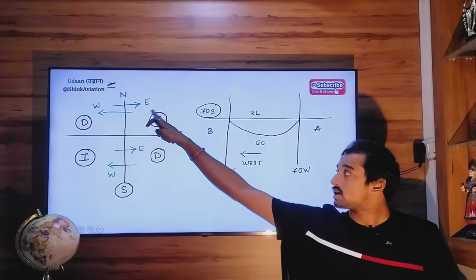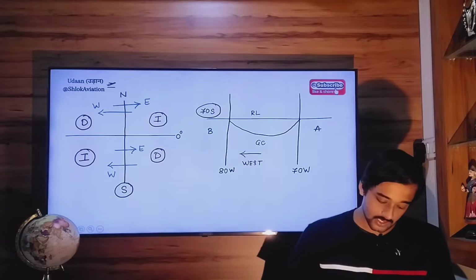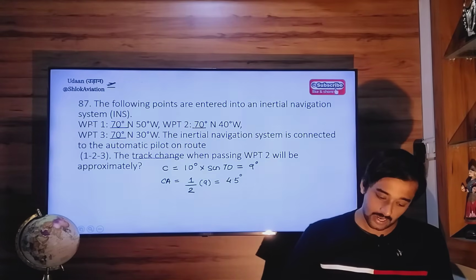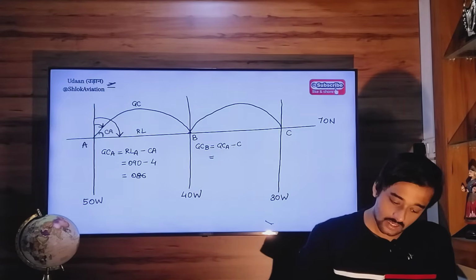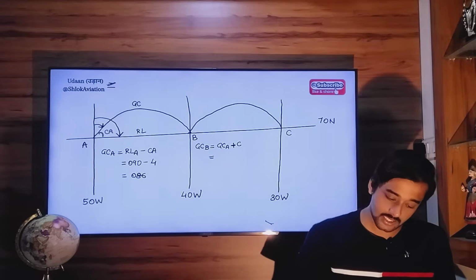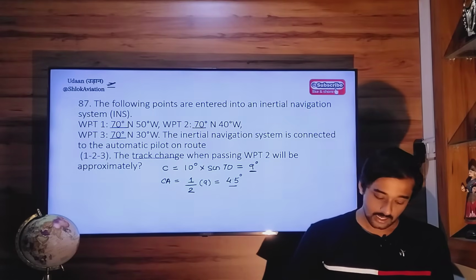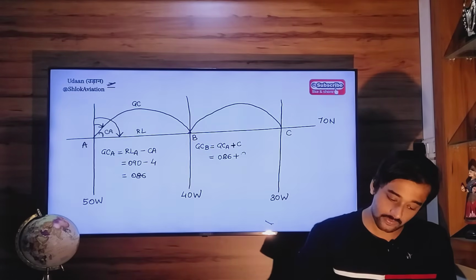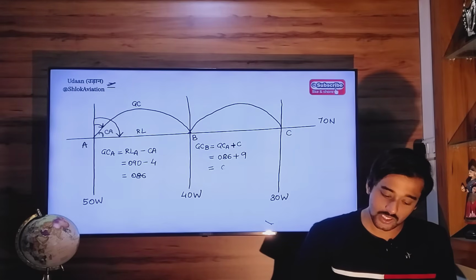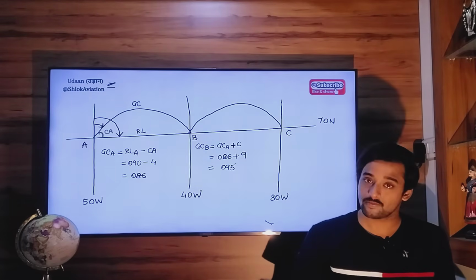So in that case, our great circle track should increase. Okay, so you are going to add this. Great circle track at A is 0.86. Convergency is what? Convergency is 9. Convergency angle is 4. So don't confuse. So this is equal to 095.